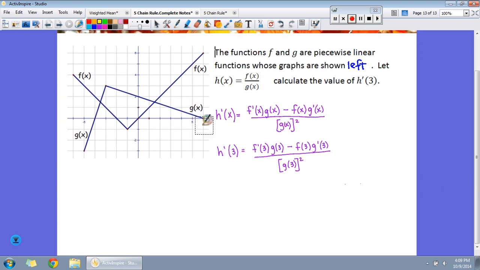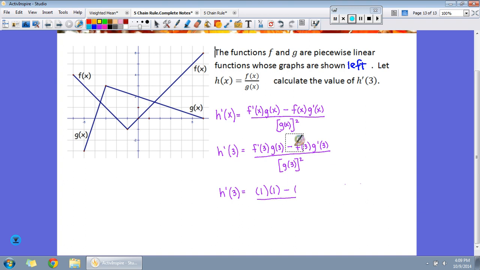And now here's where it gets tricky because you have to look at the graph to figure out your y value and your slope value. h prime of 3 equals f prime of 3. So at 3, we have a slope of +1. We have up 1 over 1, up 1 over 1, up 1 over 1. So we have a positive slope of 1, and then we look at g of 3. The y value of g at 3 is 1.